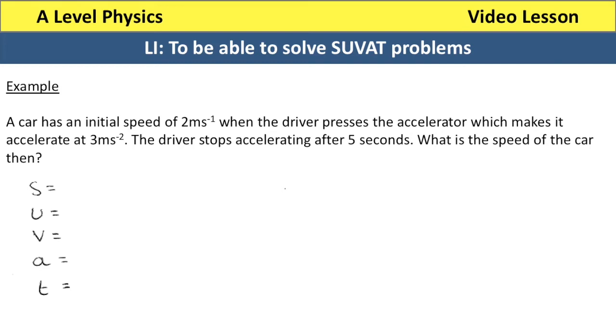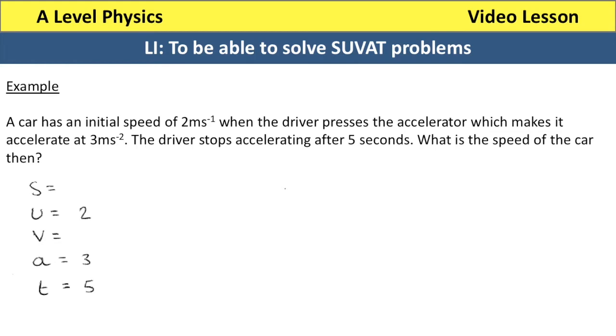So if we look at the information that we've been given, we know that the initial speed is 2 meters per second. That means that the value of u has to be 2. I also know that the acceleration is 3 meters per second squared, so I can put a is 3, and this happens over a period of 5 seconds. So I know the values of u, a and t.